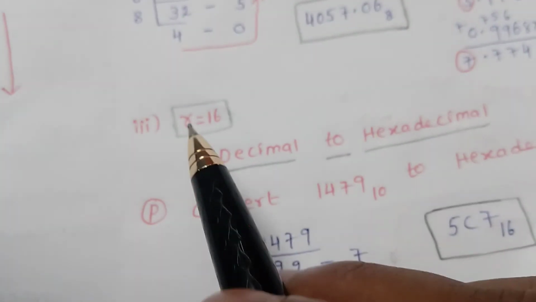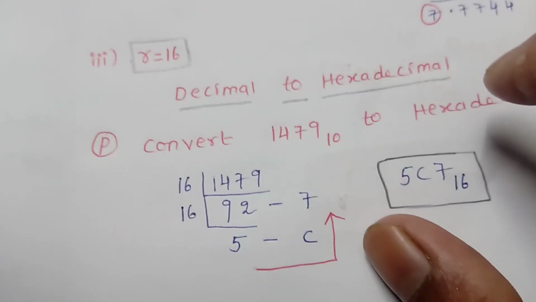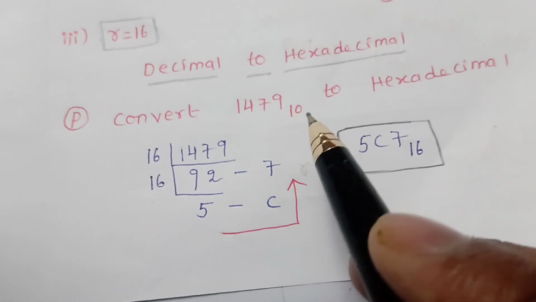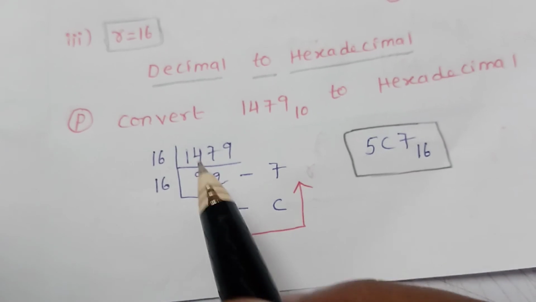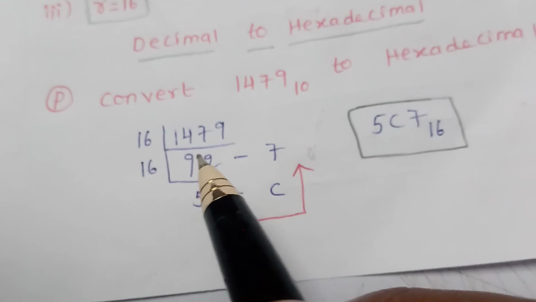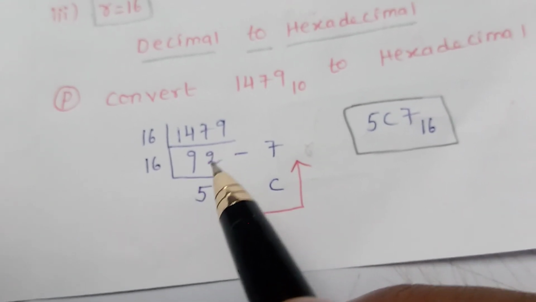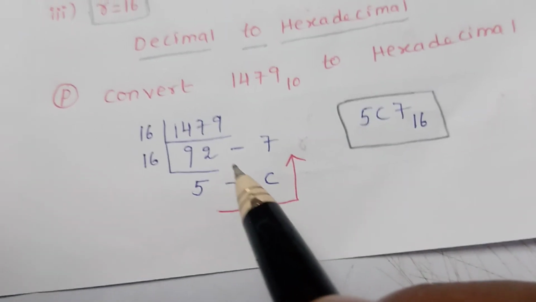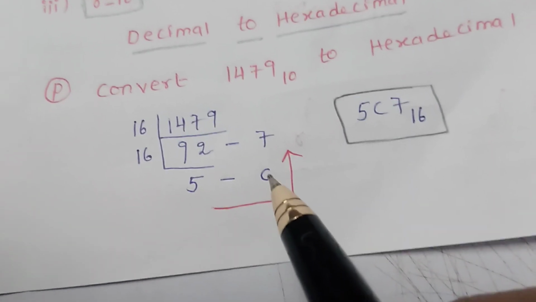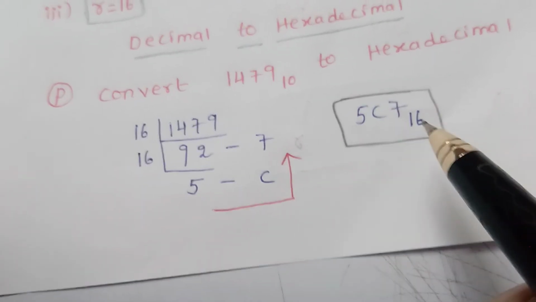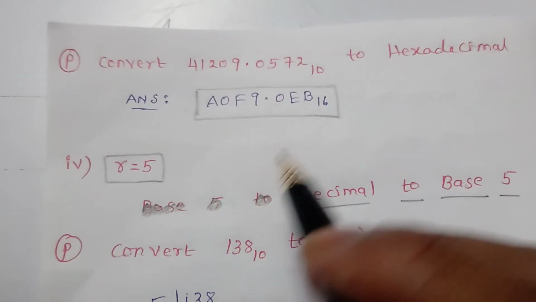Now consider one more radix, r is equal to 16, which is decimal to hexadecimal. Convert 1479 base 10 to hexadecimal. Now if you observe 1479, you have to convert to hexadecimal. Therefore divide by 16. 16 9s are 144, 3 is the remainder. 16 2s are 32, 7 is the remainder. Next 16 5s are 80, 12 is the remainder. Since it is hexadecimal, 12 can be written as C. Therefore the answer is 5C7 in hexadecimal. Is it clear? Now do this on your own.